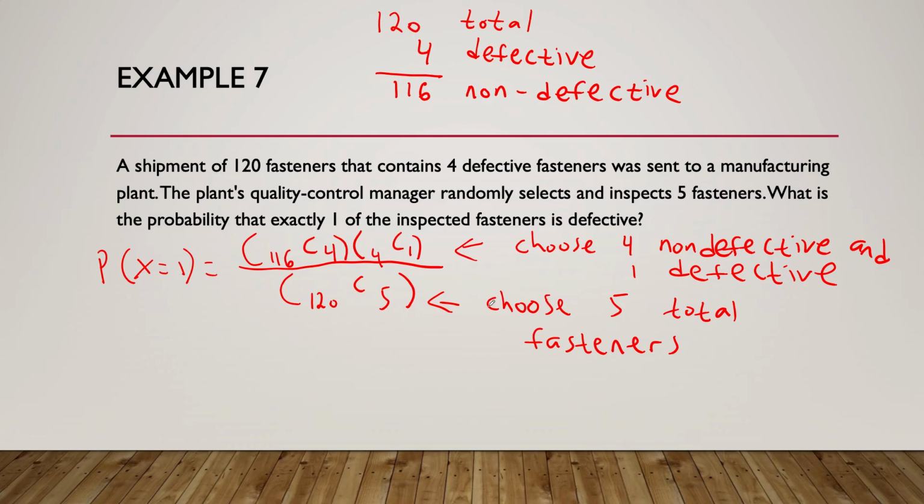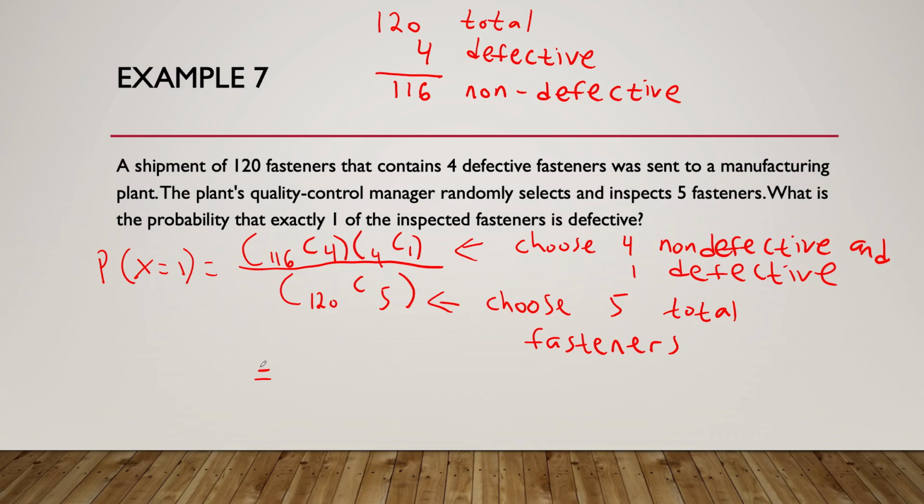Divided by, for the total number of fasteners, right? For the total number of fasteners, we want to choose 5 total fasteners. Well, we have 120 total fasteners. We want to choose 5. So 120 choose 5. And then the calculation for this, once we toss this into a calculator, we would then get our answer for that.